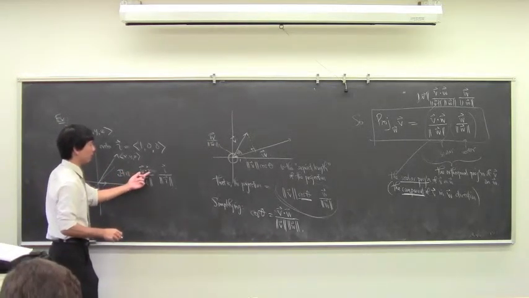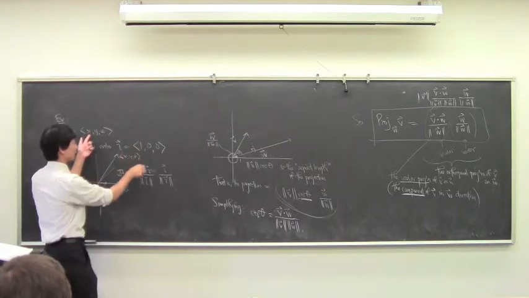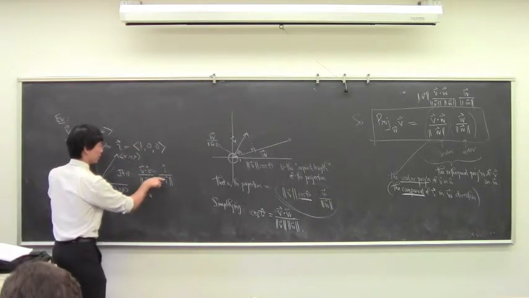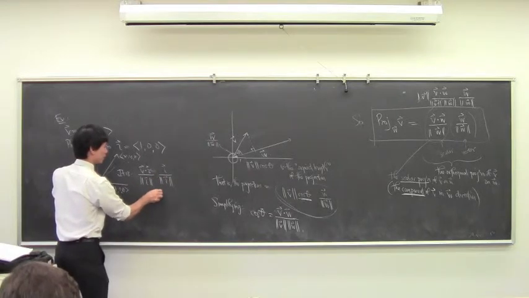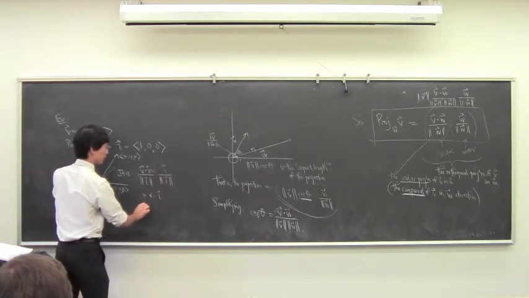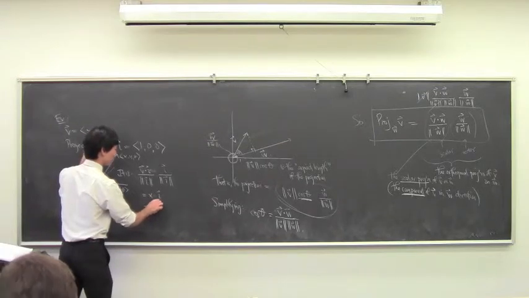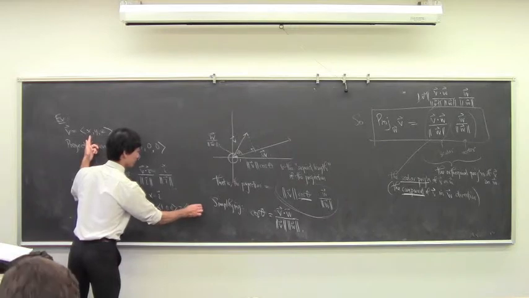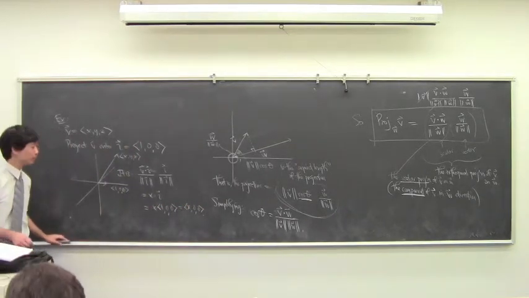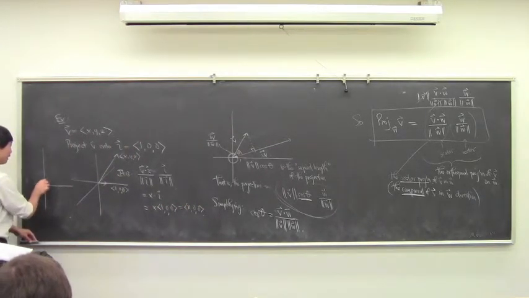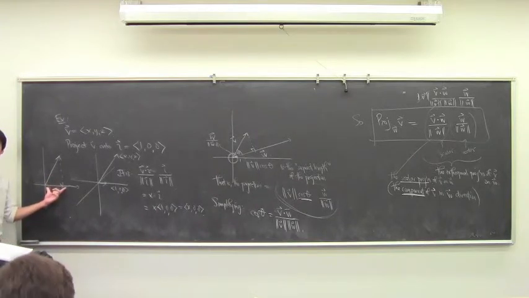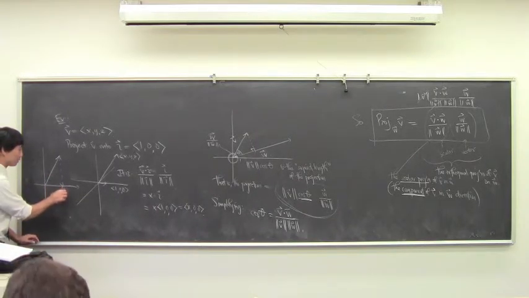Well, v dot i is just going to be x. The magnitude of i is 1, so we get x times i, in other words, x times the vector 1, 0, 0. In other words, x, 0, 0. Right? Which makes sense. If I have some vector and I'm projecting onto the x-axis, I'm just going to get x, 0.